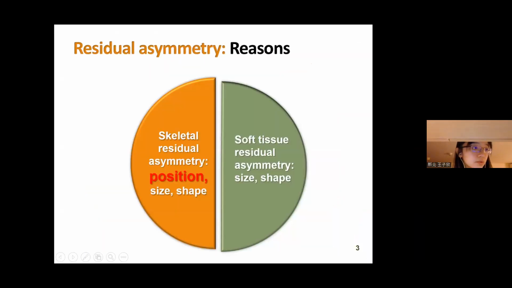After surgery, residual asymmetry can be separated into skeletal and soft tissue parts. Skeletal residual asymmetry includes position, size, and shape asymmetry. Soft tissue residual asymmetry can also include size and shape asymmetry. If we want to improve the surgical outcome, skeletal positional asymmetry should always be corrected before size and shape asymmetry. So in this study, we focus on skeletal residual positional asymmetry.